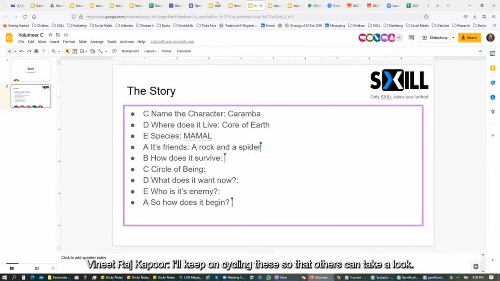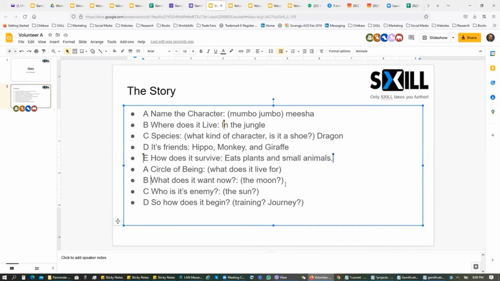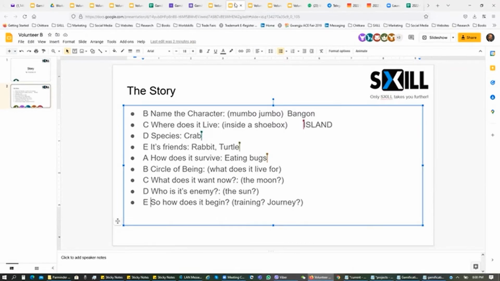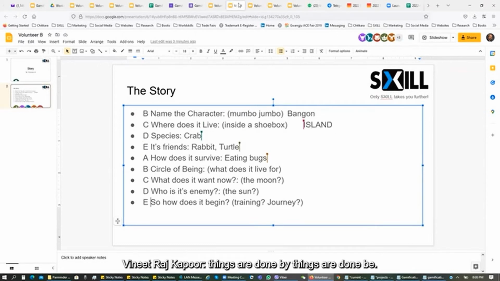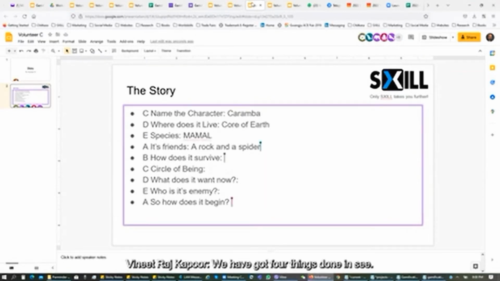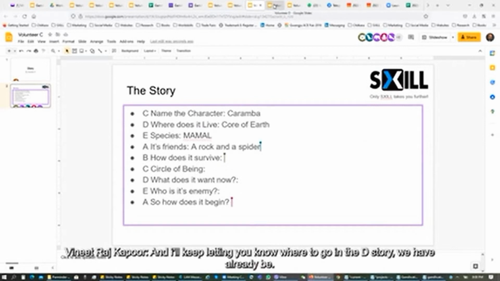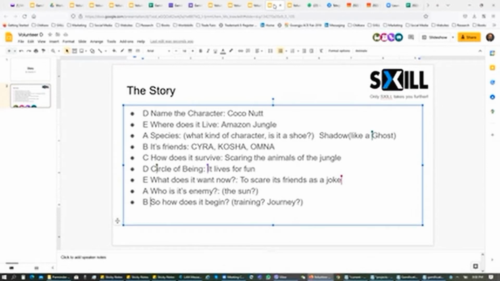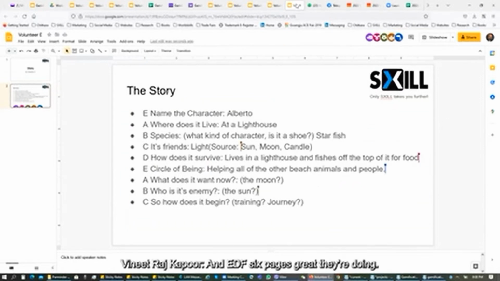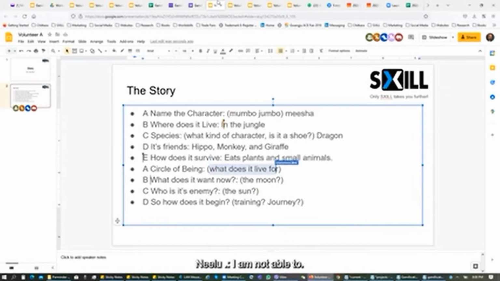I'll keep on cycling these so that others can take a look. In the story of A, we have reached till five things done. Five things are done in B. We have got four things done in C. And I'll keep on letting you know where to go. In the D story, we have already reached till seven stages. And in E, we have reached six stages.